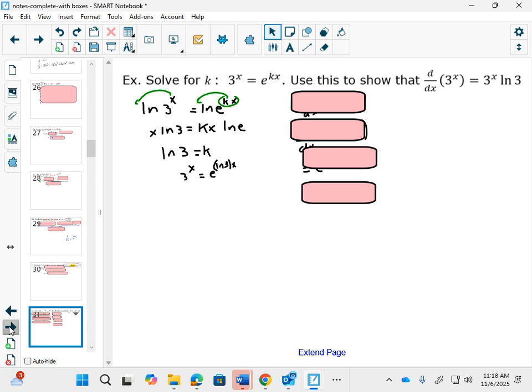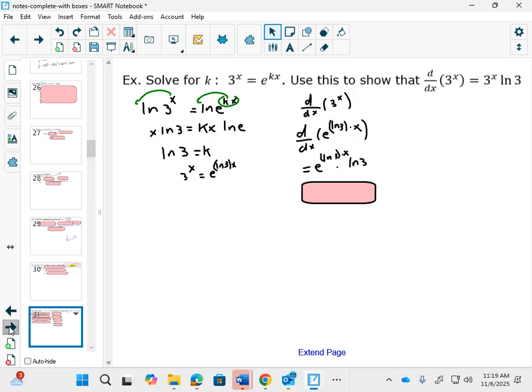And with that, how do I do the derivative of 3 to the x? Let's say I didn't know the shortcut and I wanted to prove it and I was allowed to use e to the x. Well, if I do the derivative of this, it's a chain rule. The outside function is e to the x. The inside function is ln 3 times x. What's the derivative of e to the x? It stays the same. Multiplied by the derivative of the inside, which would just be the ln 3.